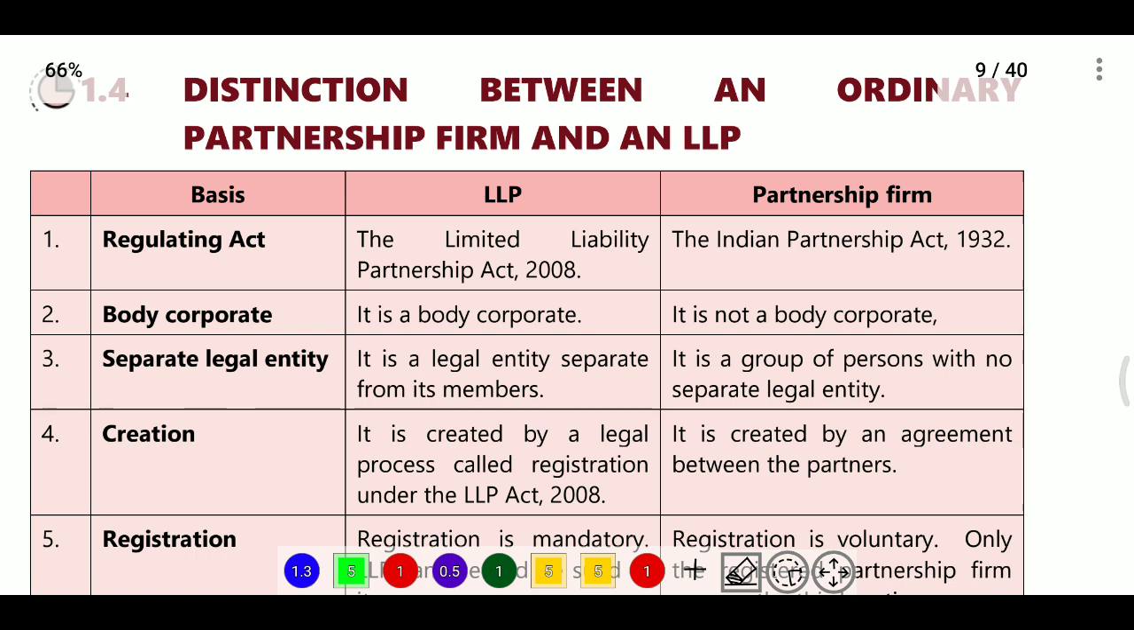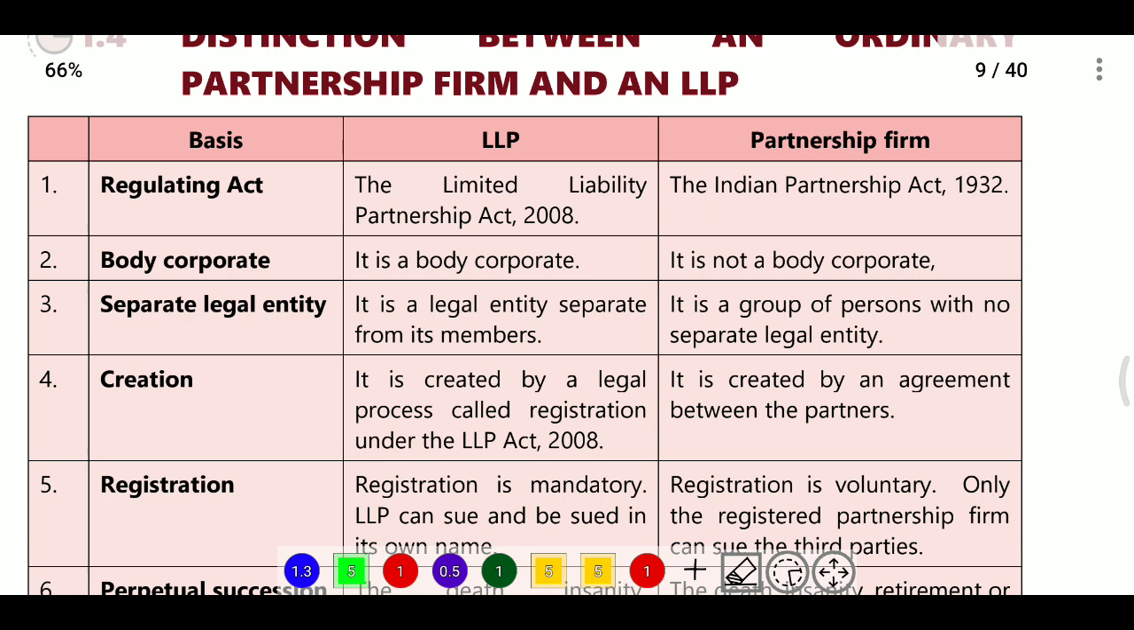For example, in a partnership firm, if the firm incurs losses, partners' personal assets are at risk. So in a normal partnership firm, the partners' personal assets are also at risk. In an LLP, partners' liability is limited to their contributions.